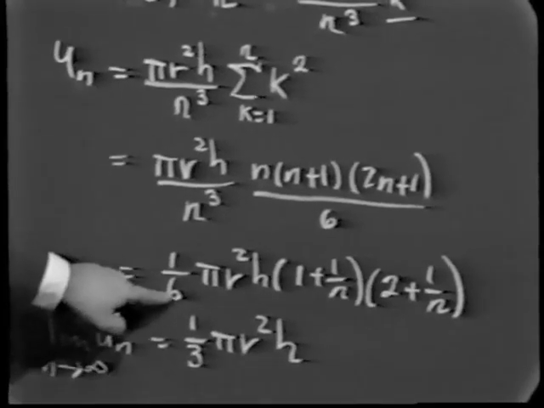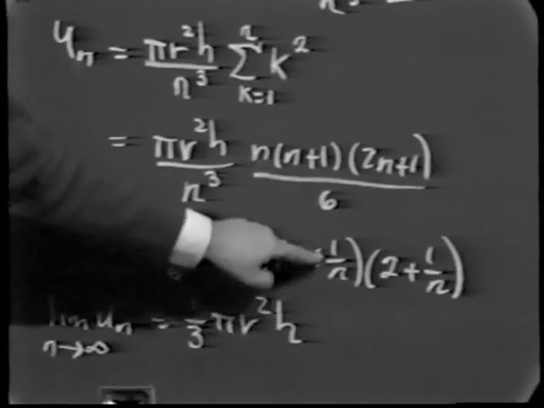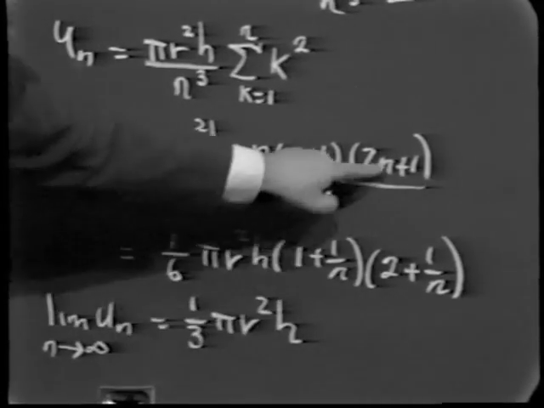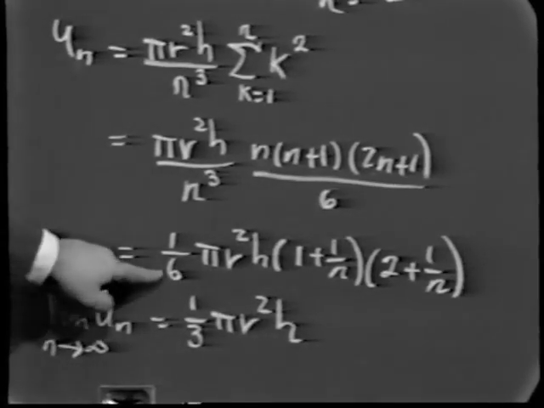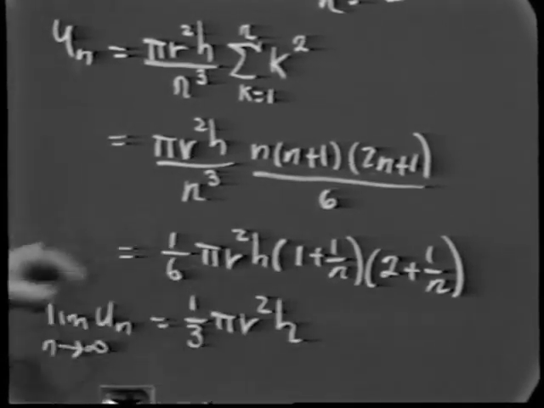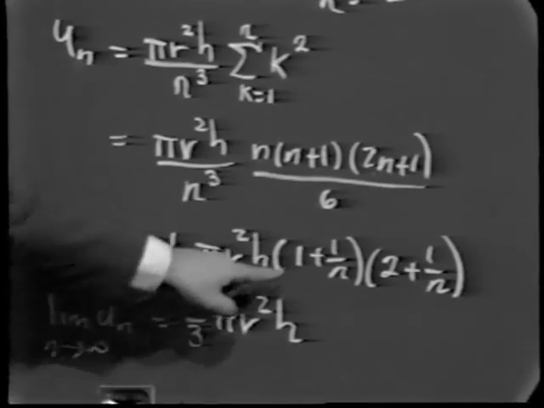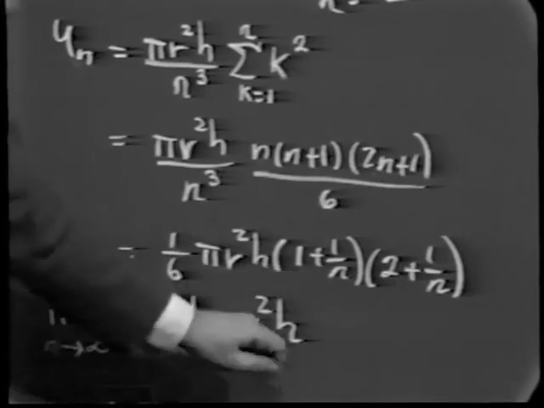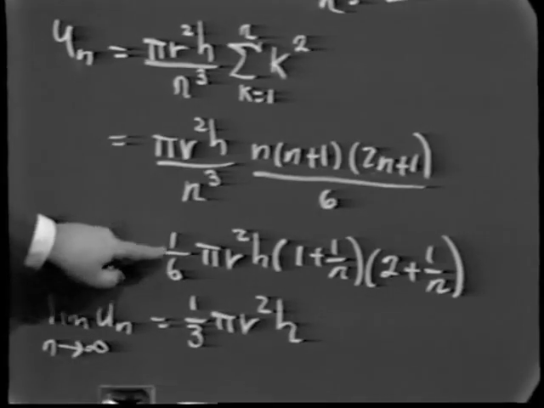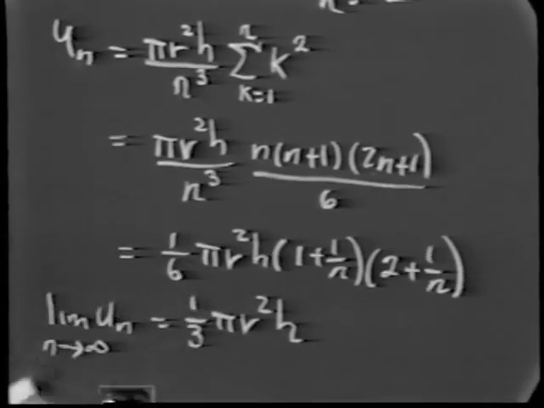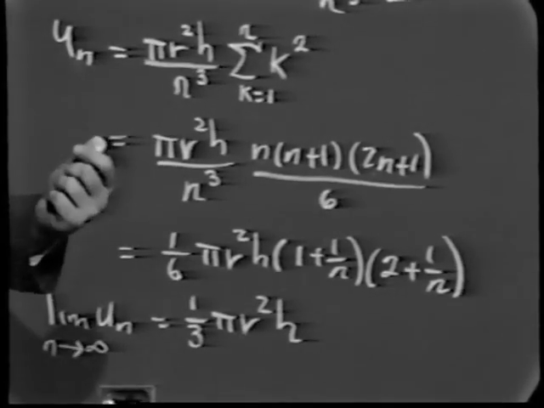Now, distributing the n cubed one factor at a time, the way we have before, I can now write that this is 1/6 pi r squared h. N plus 1 over n is 1 plus 1 over n. 2n plus 1 over n is 2 plus 1 over n. And I find that my upper approximation is given by this expression. If I now take the limit of u sub n as n goes to infinity, this factor approaches 1, this factor approaches 2. Therefore, our entire product approaches in the limit 1/3 pi r squared h, which is the familiar result of solid geometry.